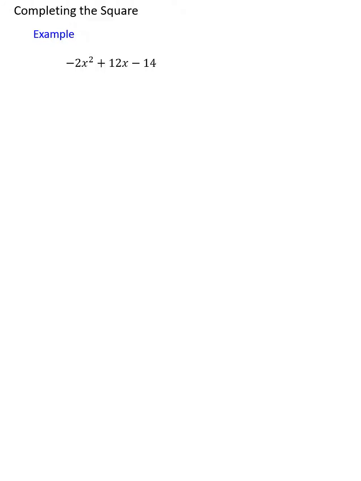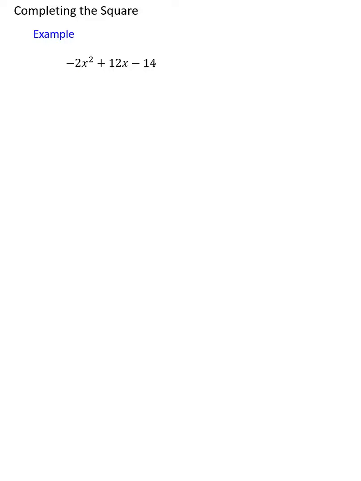Here's our last example, and it's worth noting here that we do have a polynomial in standard form, but it is not a monic polynomial. Notice the -2 in the front as the lead coefficient. So now the question becomes, unlike the last 2 examples, what do we do when we have a non-monic trinomial?